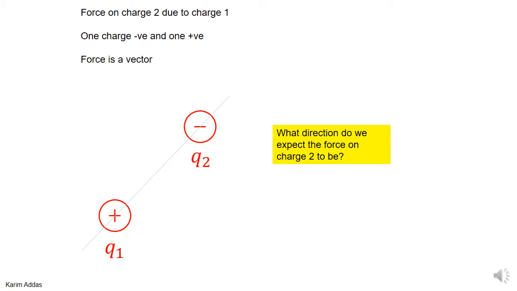See what happens if you have a positive and a negative charge. Will the same formula be able to work for this case too? Let's see. So if you have opposite charges, we know that opposite charges attract. So what would you think the direction of the force on 2 due to charge 1 be?